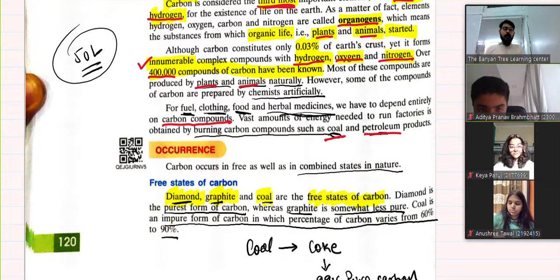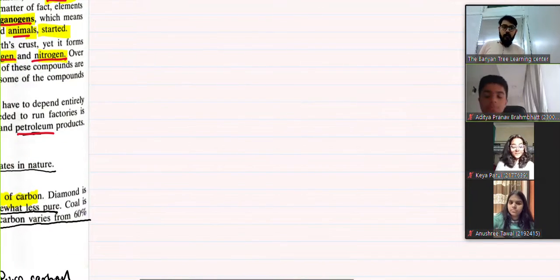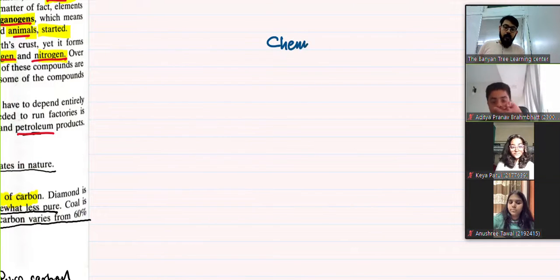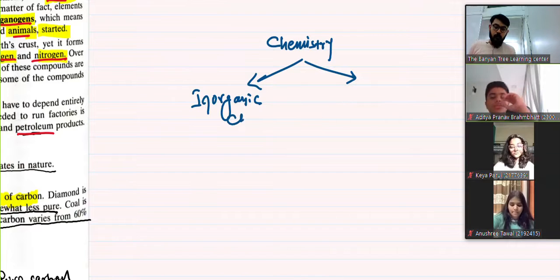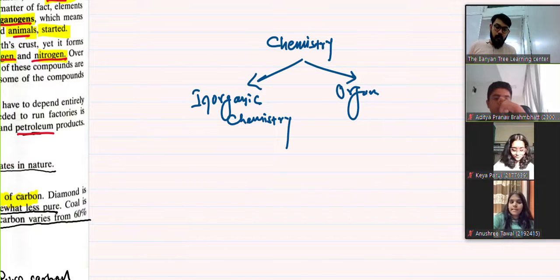So the study of carbon and its compounds becomes inevitable in chemistry. We have to study them separately. In fact, in chemistry, there is a branch dedicated to the study of carbon compounds. Suppose we say that chemistry is a study of elements and compounds. Then it can be divided into two major branches. One is inorganic chemistry, and the other one is organic chemistry.